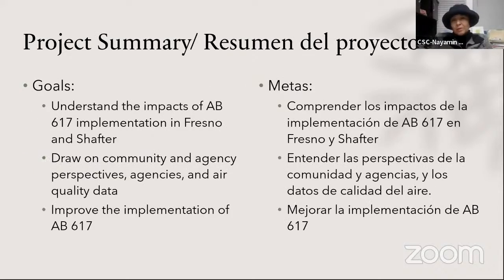You know, we have all been working with AB 617 for almost 3 years. So what we would like to contribute through this project is to understand the impacts of AB 617 implementation in 2 of the 4 Valley communities, South Central Fresno and Shafter, and also draw on community residents, agencies, and air quality data to understand how that implementation happened and how it has helped improve our air quality. And also identify some of the areas in which this program could be improved overall.